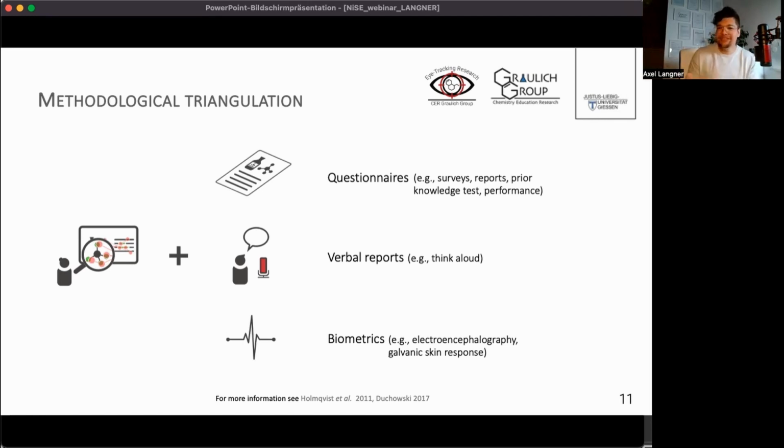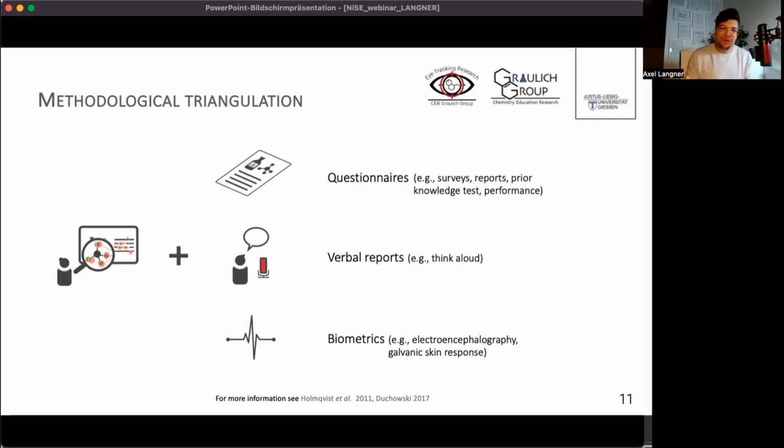And for example, if you give a questionnaire which measures the cognitive load, and a lot of participants are checking that they have a high cognitive load when they're looking at, and they have a long fixation duration on, a specific element, you can derive, okay, they have a problem with this element.